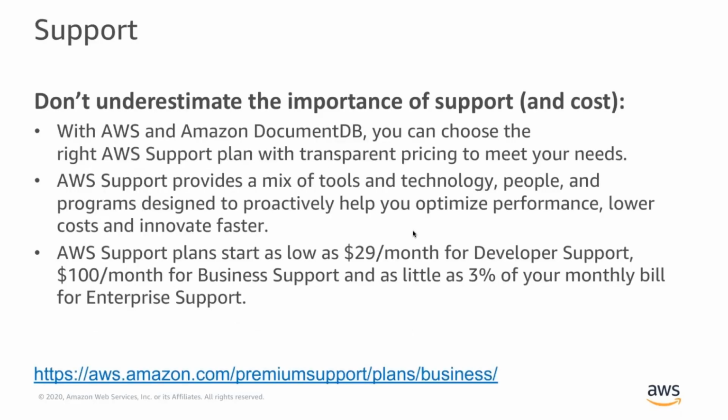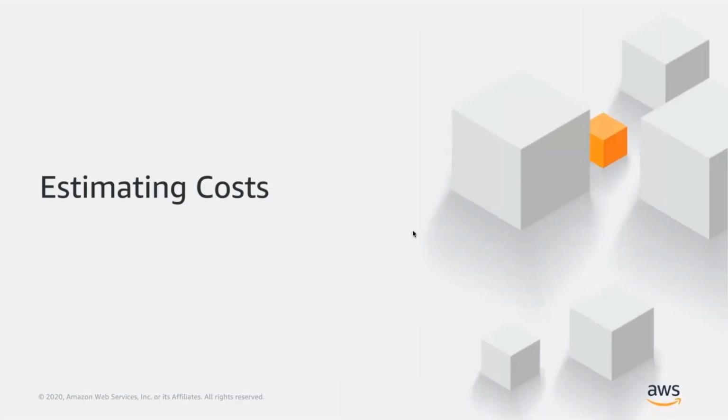The other thing to always consider when you think about total cost of ownership is support, and it's a very important and sometimes underestimated part of both cost and your overall bill. There's some good information here. Support plans start as low as $29 a month, or as little as 3% for enterprise support, and that factors into the total cost of ownership.